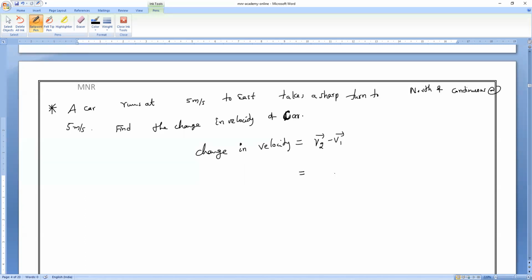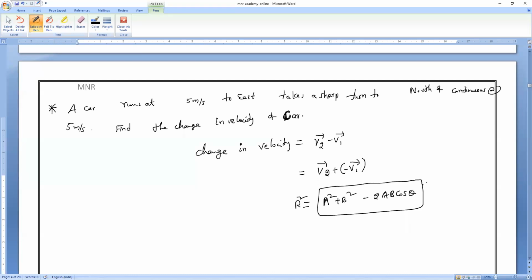Now you see, change in velocity means V2 minus V1. But is it possible to subtract the vectors? I want to know. No, sir. Then what will come? V2 plus minus V1. Right or wrong? So that is what you have to remember. Which formula do we have to apply? R square is equal to A square plus B square minus 2AB cos theta, the cos formula we just derived.